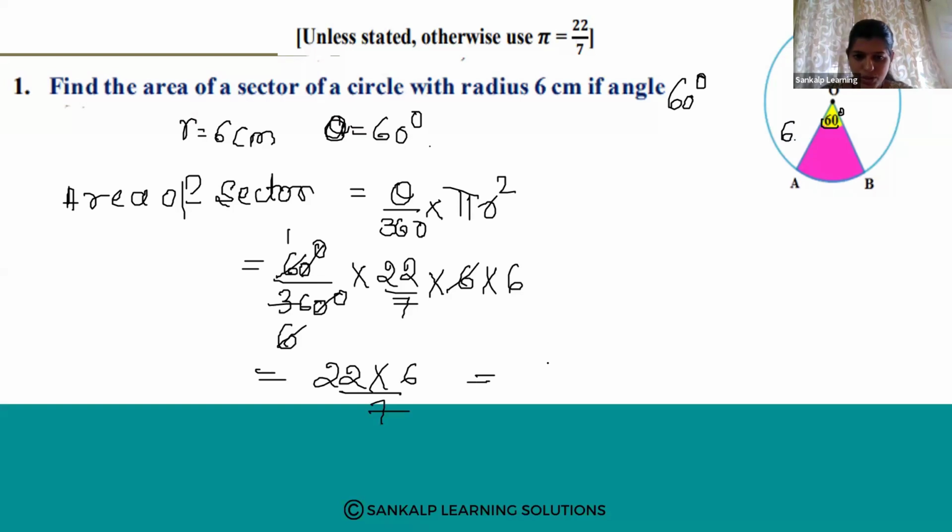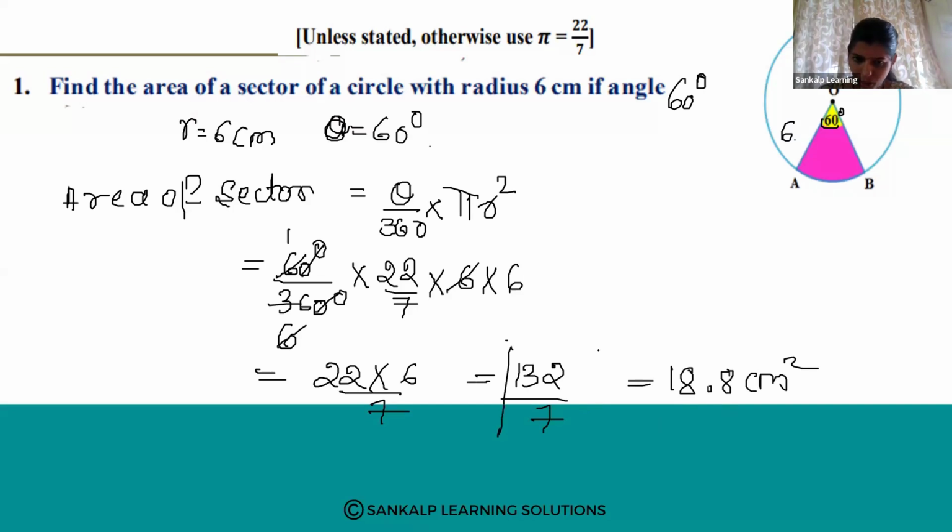22 into 6 means 6 twos are 12. So 6 twos are 12 plus 1, 132 divided by 7. Yes, so 132 divided by 7. 7 ones are 7. So finally you will get 18.8 centimeter square.